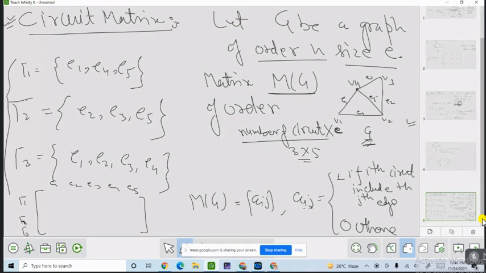Okay, now tell me, in gamma 1, how many edges? E1, E4, and E5. Means if the ith circuit includes the edge, then you will write 1. So edge E1 is included in gamma 1? Yes. E4 is also included and E5 is also included. In gamma 2, E2, E3, E5 are included. In gamma 3, E1, E2, E3, E4 are included, E5 is not included. So this one is the circuit matrix.